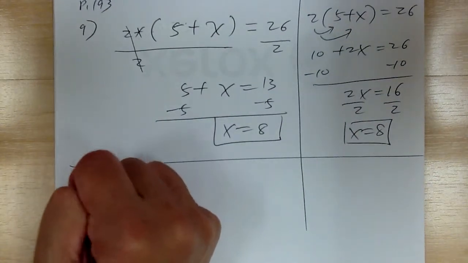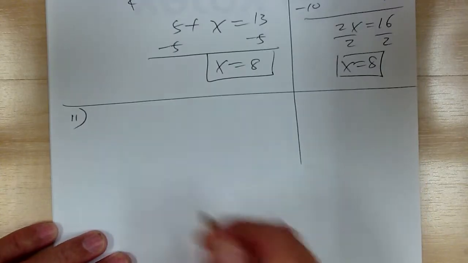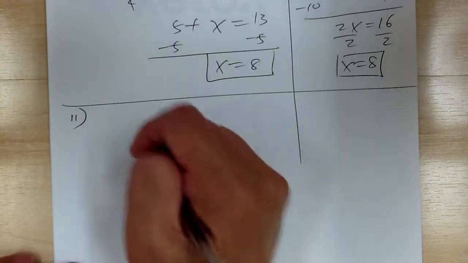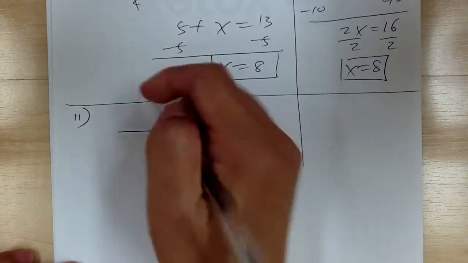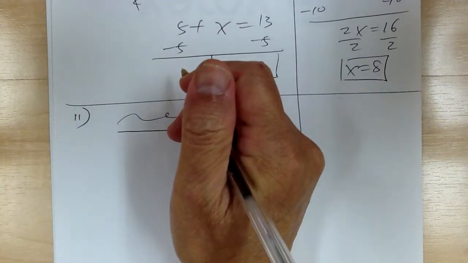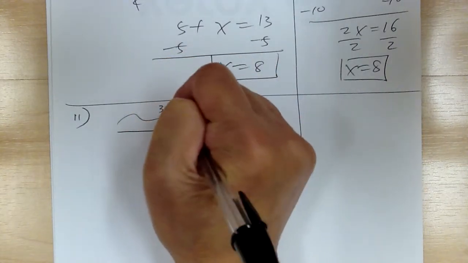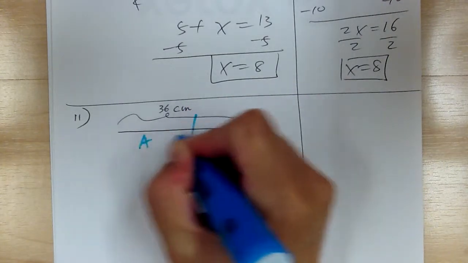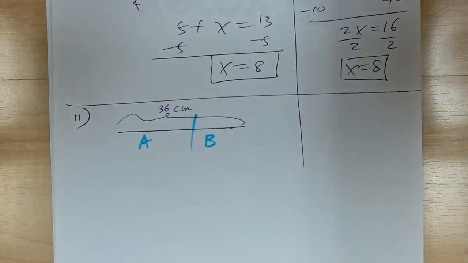Okay, let's go to number 11. It says a 36 centimeter piece of wire. So you got a piece of wire, and again you have to draw a picture following the story, right? So this is 36 centimeters, and it's going to cut into 2 pieces. Okay, so let's go and cut. So that's the piece A, and this is the B. Okay, so cut into 2 pieces.